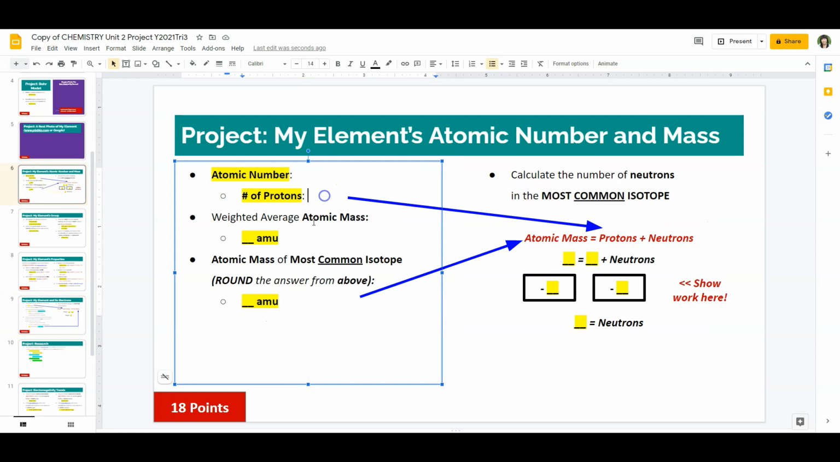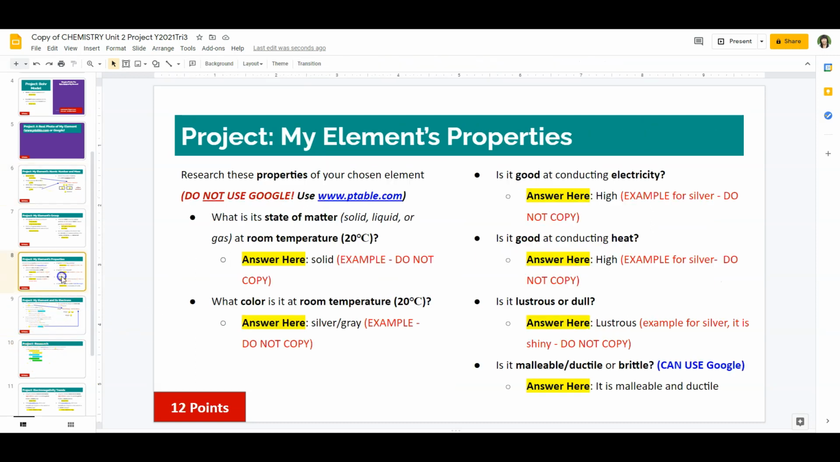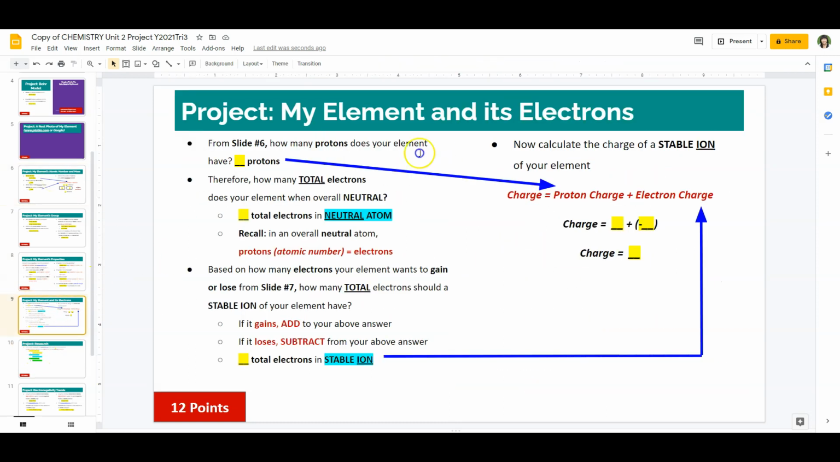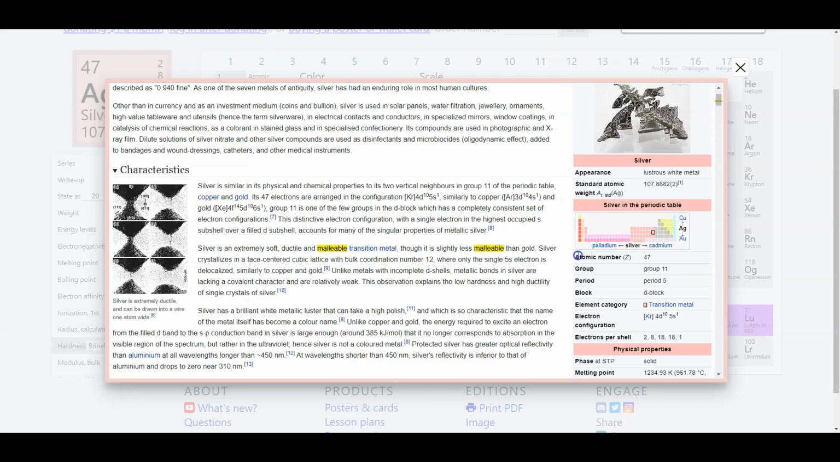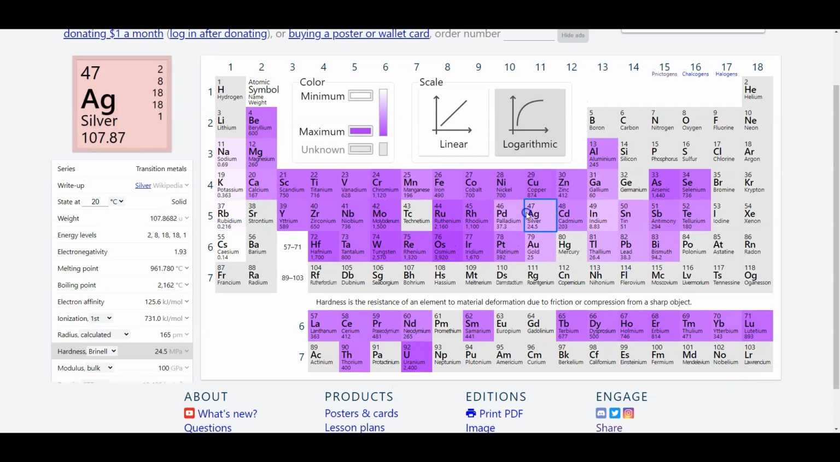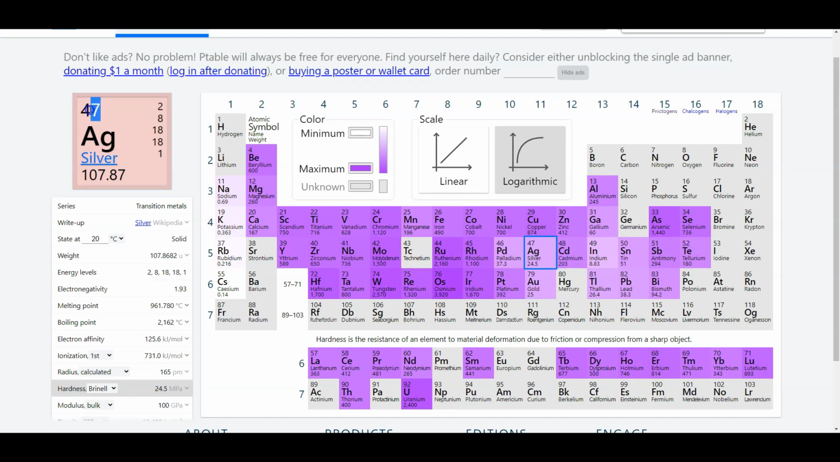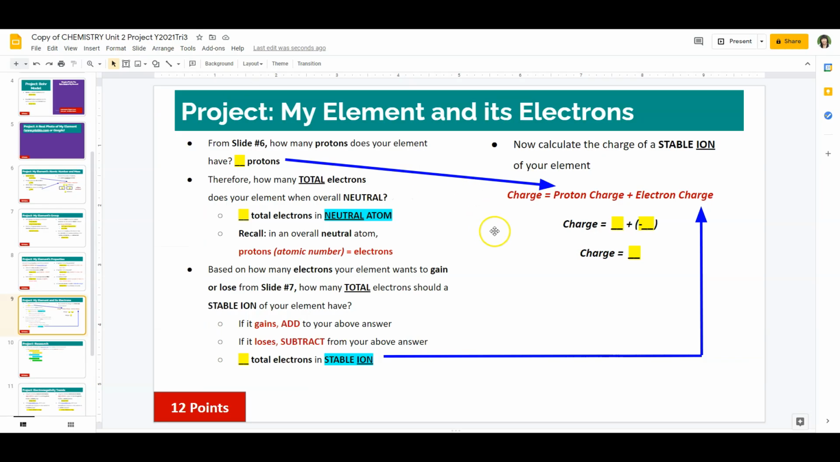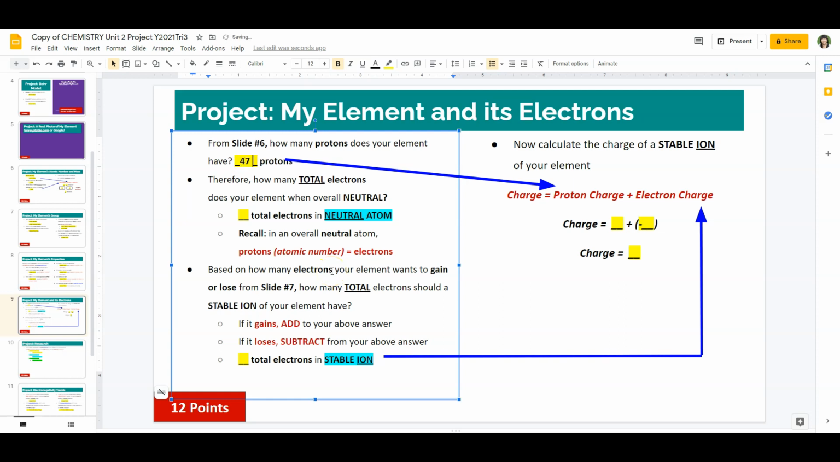Again, that's based on atomic number, which is identical to the number of protons. For my example, I'll still use silver. If you take a look at silver, its atomic number at the top is 47. So I would have 47 protons for my example here. Please do not copy that example.